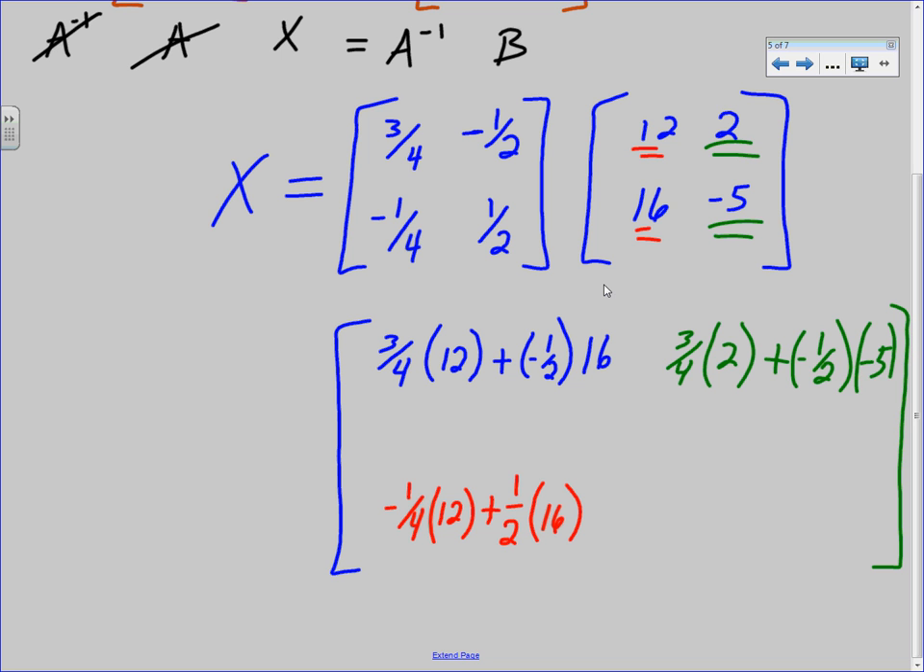And now let's do the same thing for 2 and -5 here. -1/4 times 2, and 1/2 times -5. And so this is the basic outline here for solving this.